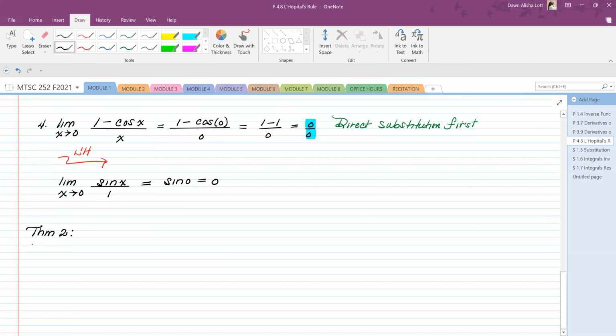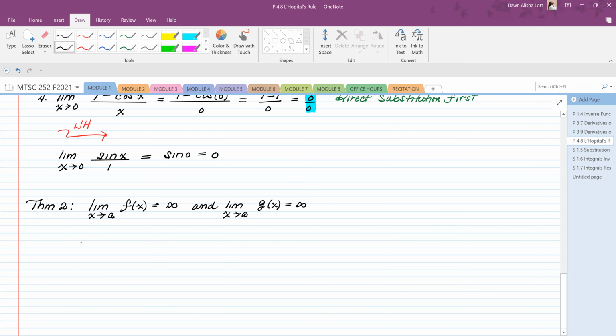Okay, so here's theorem 2. If the limit as x approaches a of f of x is infinity, and the limit as x approaches a of g of x is also infinity, then the limit as x approaches a of f of x over g of x gives you infinity over infinity. Oh, now I got a different one. I got infinity over infinity. I didn't get 0 over 0.